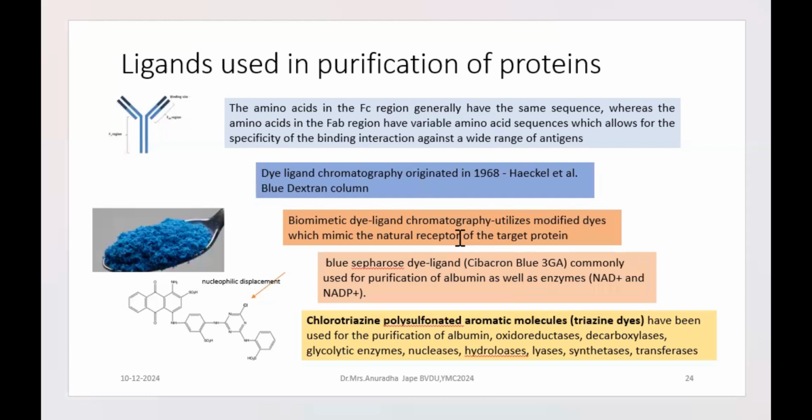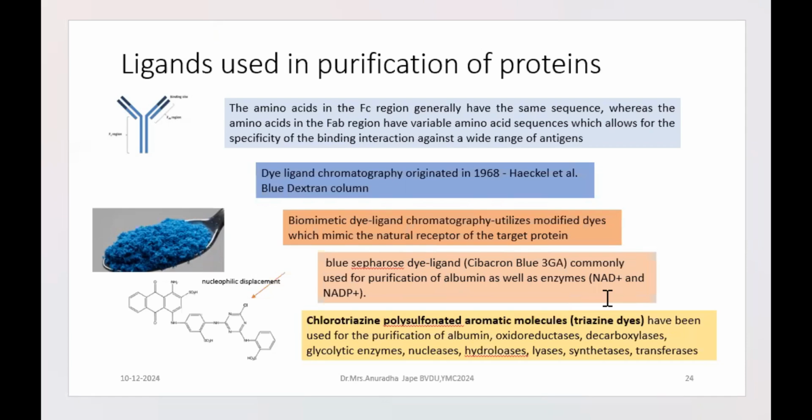So, do we have columns which use this blue dextran? Yes, the Cibacron Blue 3GA is the commercial name or brand name of a column which uses blue sepharose. Sepharose is one of the polymers that is used as a support matrix. So, blue sepharose dye ligand columns are available, and they are commonly used for purification of albumin and different enzymes which are going to be requiring NAD and NADP as their cofactors.